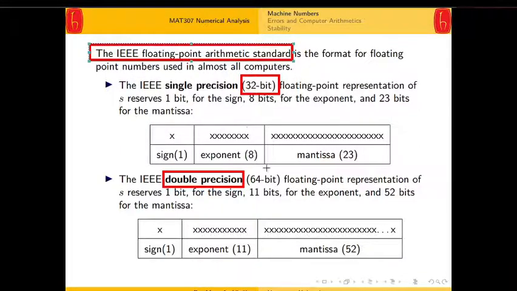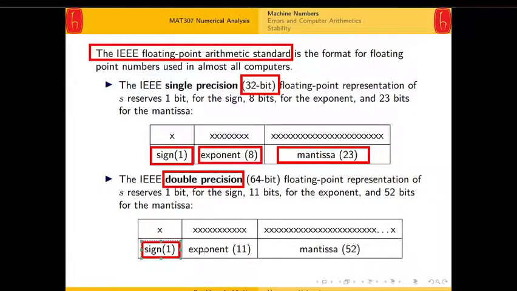So for this standard, we have 32 bits, so we can represent 32 numbers. For the first one, the first bit will be allocated for the sign of the number. The next 8 will be representing the exponent of the number, and 23 will be the mantissa. In the double precision, the first one will be the sign, 11 for the exponent, and the next 52 will be the mantissa. So this is what we have in the IEEE floating point arithmetic standard.